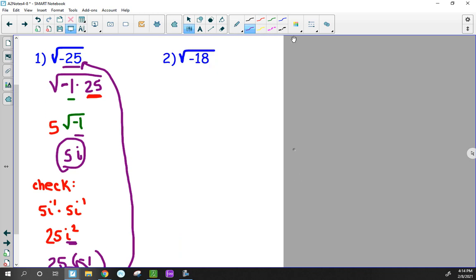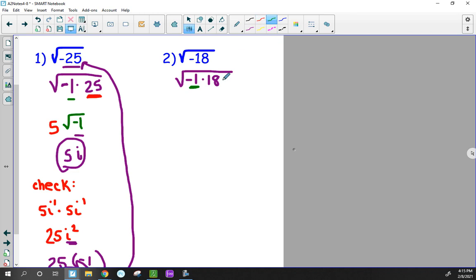Alright, let's try number 2. Question 2 has the square root of negative 18. Again, if I took time to type this in a calculator, my calculator would not be able to give me a real number answer. So the first thing I do is I factor out this negative 1. Call it negative 1 times positive 18. I'm only doing that because I know that this piece right here is the definition of an imaginary number.